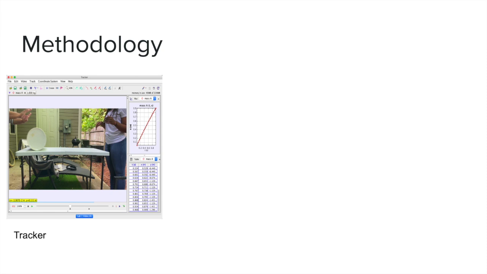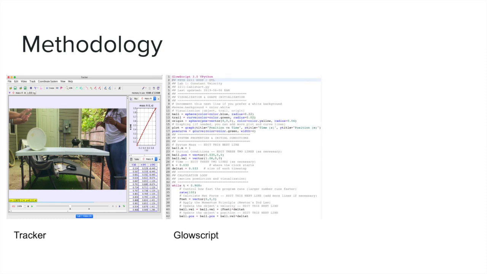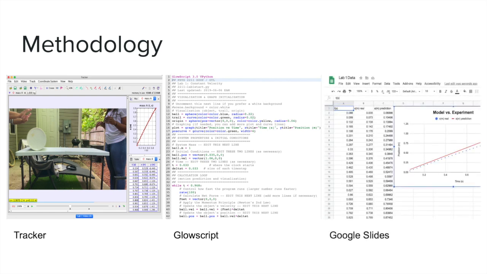To carry out such experiments, I first used an application, Tracker, to capture and analyze a video of a cylinder container rolling across the table in constant motion. After collecting the proper data from the experimental setup itself, I then constructed a computational model using Glowscript to articulate the motion of the container observed in the video. And finally, I analyzed and compared the two data sets in Google Sheets.